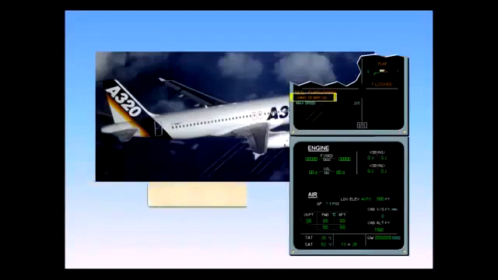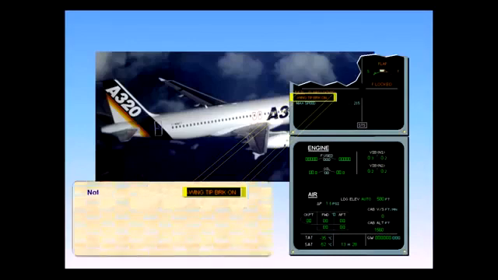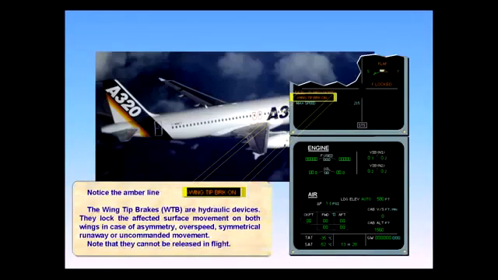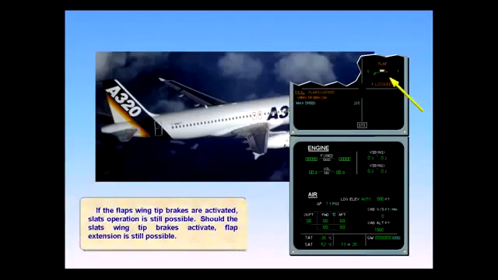Notice the amber line. The wingtip brakes, WTB, are hydraulic devices. They lock the affected surface movement on both wings in case of asymmetry, overspeed, symmetrical runaway, or uncommanded movement. Note that they cannot be released in flight. If the flap's wingtip brakes are activated, slats operation is still possible. Should the slats wingtip brakes activate, flap extension is still possible.